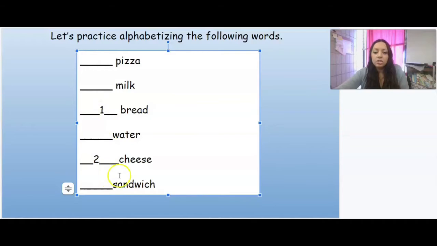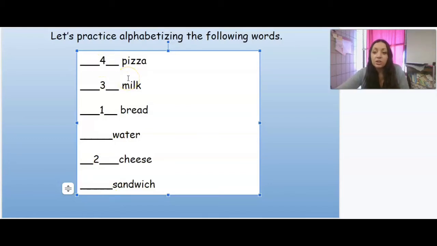So 1, 2. What comes after C? C, D, E, F, G, H, I, J, K, L, M. Yes, I have a word that starts with M. So let's go ahead and mark it and let's sound it out. Milk. So bread, cheese, and milk. What letter comes after M? M, N, O, P. Very good. So pizza, pizza. Pizza would be our fourth in our list.